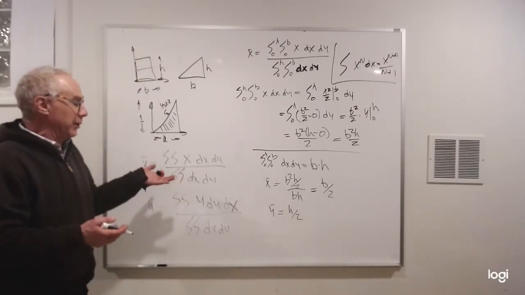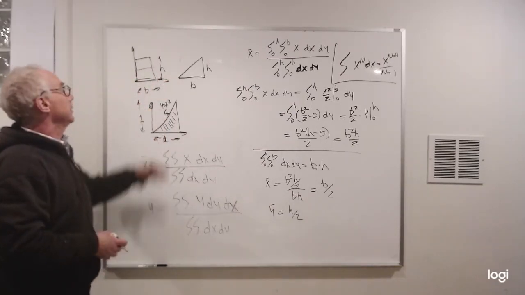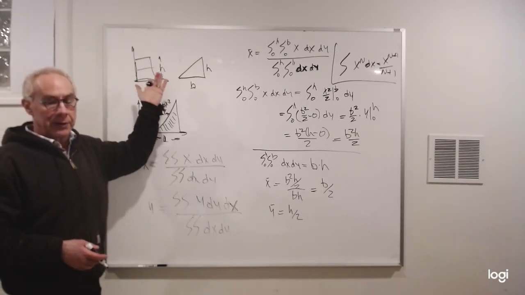So usually for rectangles, we want to know the centroid. We know, as long as they're not rotated in some odd way, it's pretty easy to find the centroid of a rectangle.